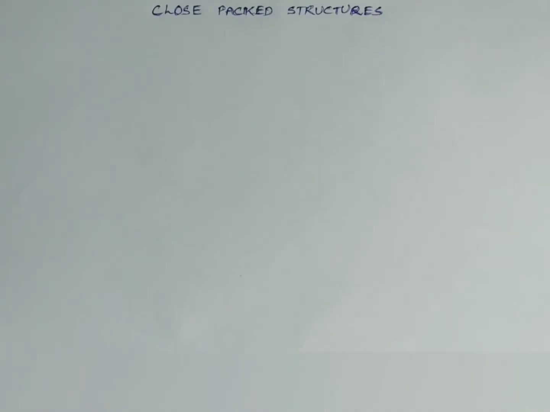Close packed structures. In solids, the particles are closely packed due to strong attractive forces. Solids contain different types of particles like atoms, ions, and molecules. So they are closely packed, leaving some minimum space. So this type of packing leads to the formation of various types of crystal structures like HCP and CCP.